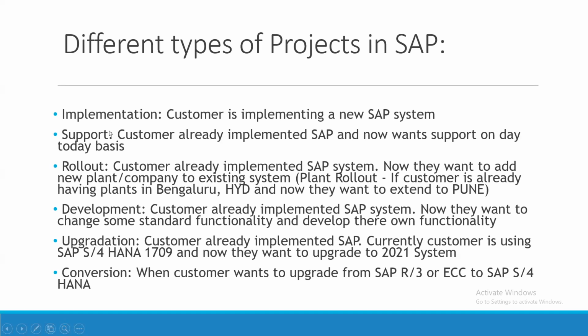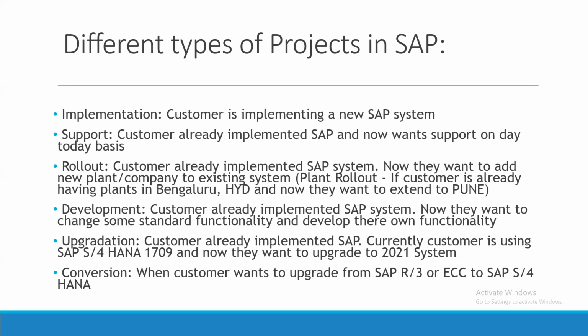implementation project. So the customer has already implemented an SAP system, and now they want to add a new plant or company in the existing system. For example, if we say plant, let's say that your customer already has their plants in Bangalore and Hyderabad. So they have already been using the Bangalore and Hyderabad teams. They were already using SAP as a system. Okay, and now you have another plant in Pune.